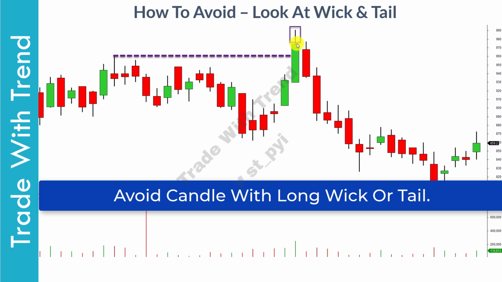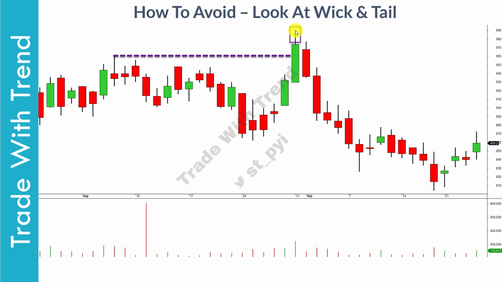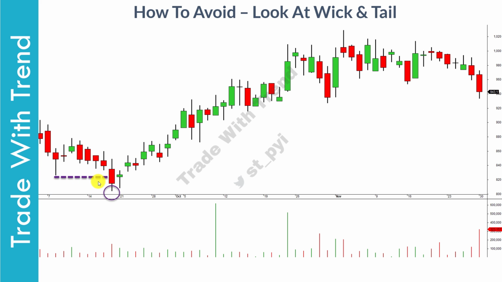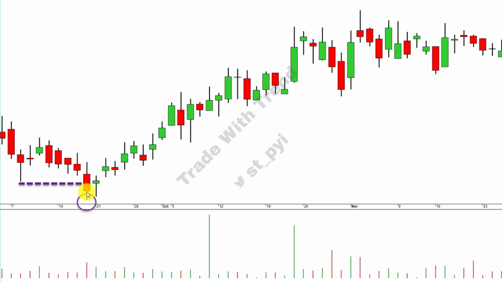Some bit of wick can be visible, that is completely fine. But if you look at this wide range candle, this wick is certainly noticeable, and if I spot this in real time, I always avoid such structures. Again, in this chart, we have a small range here. Price then stages a breakout on the downside. Look at the long tail here. Whenever you spot a long tail, this is a sign of demand, and such breakout structures should be avoided.